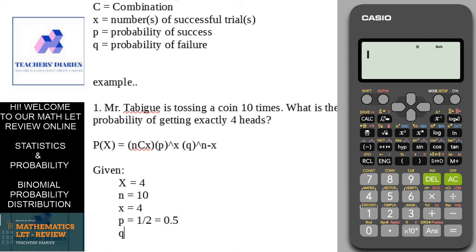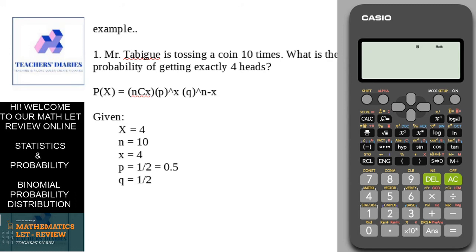Now our Q. Since the probability of success is 1/2, of course the probability of failure is 1/2 as well, because if we add P plus Q, that would be exactly 100% or 1. Alright? So let's substitute these numbers and try to answer.